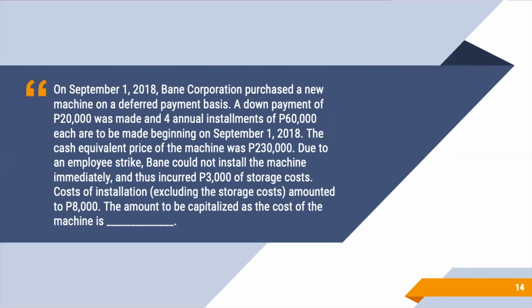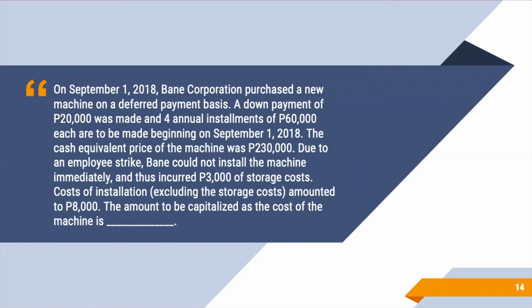So for example, on September 1, 2018, Bain Corporation purchased a new machine on a deferred payment basis. A down payment of 20,000 was made and 4 annual installments of 60,000 each are to be made beginning on September 1, 2018. The cash price equivalent of the machine was 230,000. Due to an employee strike, Bain could not install the machine immediately and thus incurred 3,000 storage costs. Cost of installation, excluding the storage cost, amounted to 8,000.